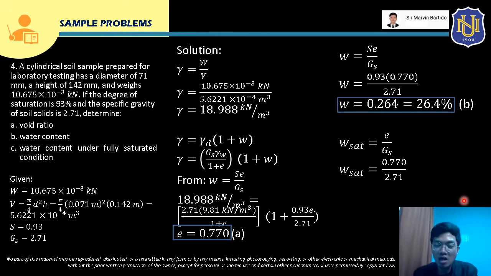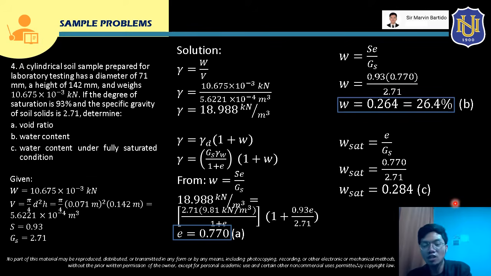Okay, so this will become 0.770 over 2.71. So solving for the water content, class, under fully saturated condition, this is 0.284. You can also express that as a percentage, so 28.4% is also fine. So this is already the answer.